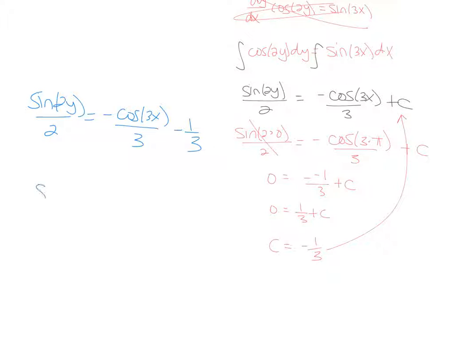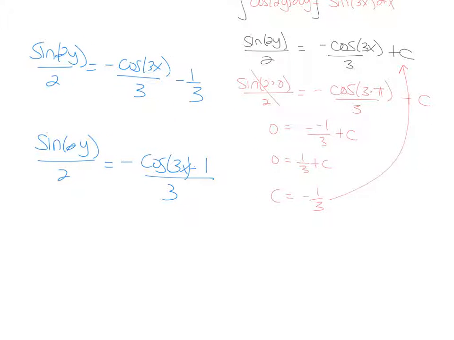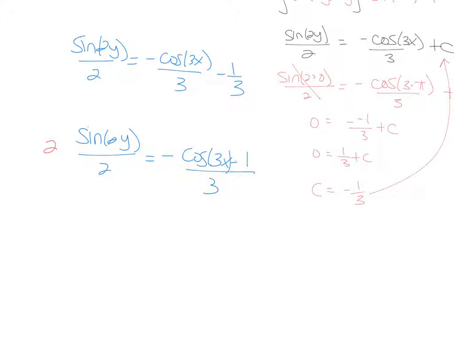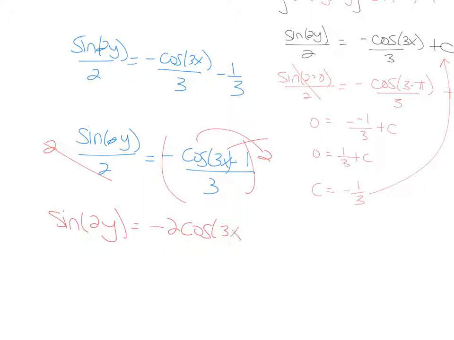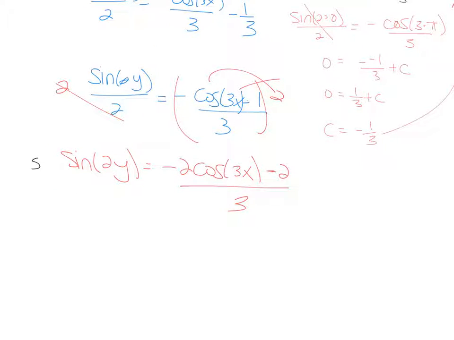Alright, because that right side has the same denominator, I'm just going to make it easier on myself and put them over the same denominator. Minus 1, all over 3. And I'm going to multiply by 2 just to get the 2 away from this side. And I'm going to bring that in, so I get negative 2 cos 3x minus 2, all over 3. And to get rid of the sine on the left side, I'm going to take the inverse of it, so sine inverse.